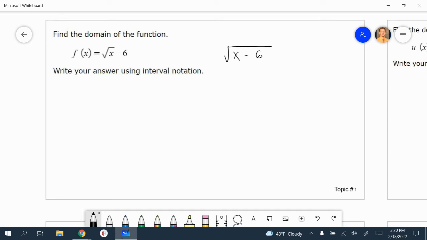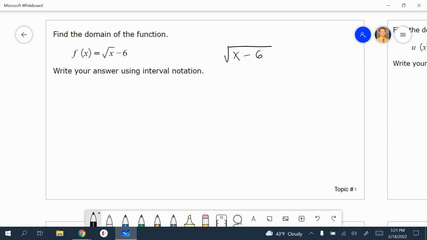So if this is the function or the equation that we have, we're looking at everything that works possibly for x. The only thing that could be a problem here is that we have a radical, and we know that we can't take the square root of a negative number. That's basically what the entire unit is about, radicals. So we have to realize that we can't take the square root of a negative number. And so basically that's our only thing that's going to stop us here.